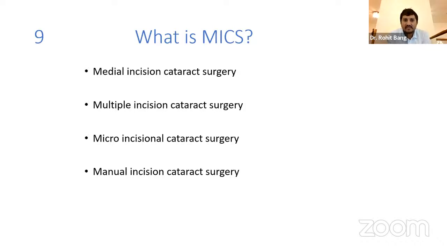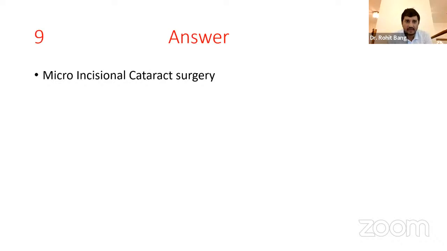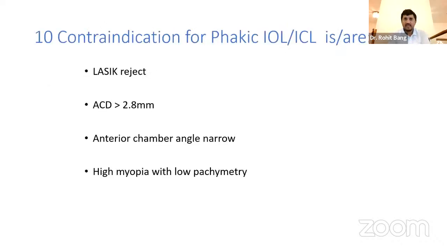Last 5 seconds. So obviously MICS stands for micro incisional cataract surgery. Now coming to refractive surgery, which of the following is a contraindication for us to perform a phakic IOL or an ICL? LASIK reject, anterior chamber depth or ACD more than 2.8 millimeter, anterior chamber angle narrow, and high myopia with low pachymetry. Which of them is a contraindication?